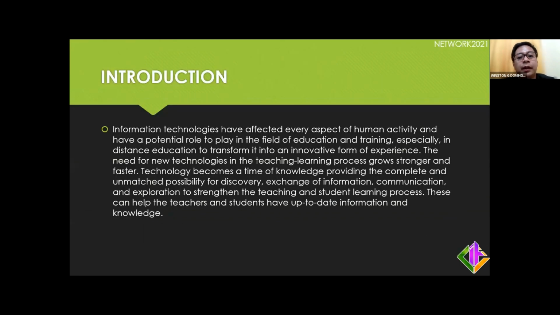So first, let me introduce what my paper is all about. Information technologies have affected every aspect of human activity and have a potential role to play in the field of education and training, especially in distance education, to transform it into an innovative form of experience. The need for new technologies in the teaching-learning process grows stronger and faster. Technology becomes a source of knowledge, providing complete and unmatched possibilities for discovery, exchange of information, communication, and exploration to strengthen the teaching and student learning process. This can help teachers and students have up-to-date information and knowledge.